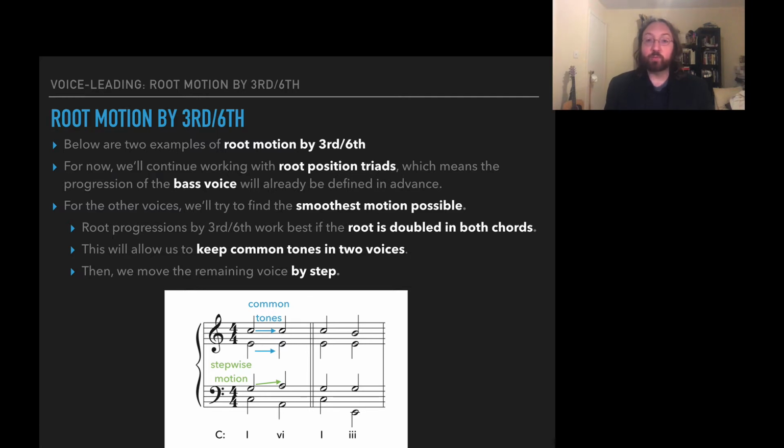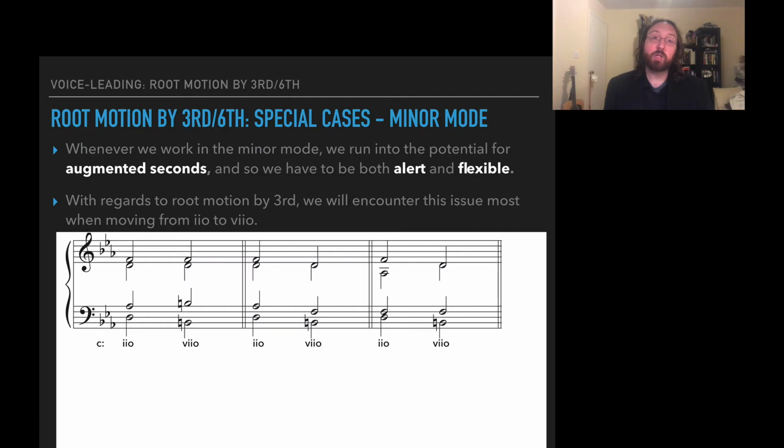This same process works if we move down a sixth, since we're just moving in reverse. So common tones are kept there, and we move down by step between the C and the B. This is the simplest motion, and if we can double the root, then that will work best. A few special cases to run into, just as we ran into with root motion by fourth and fifth in the minor mode, we have to look out for augmented seconds, and we have to continue to be both alert and flexible, and perhaps change our strategy.